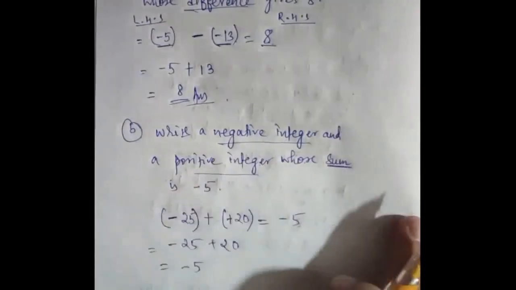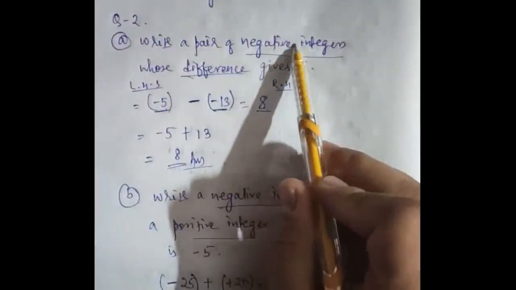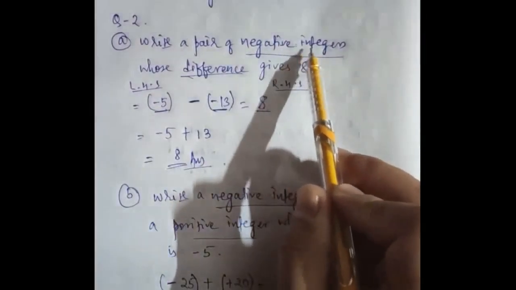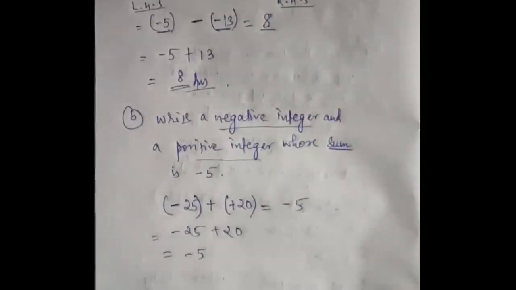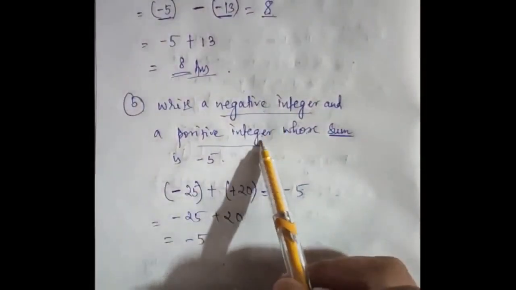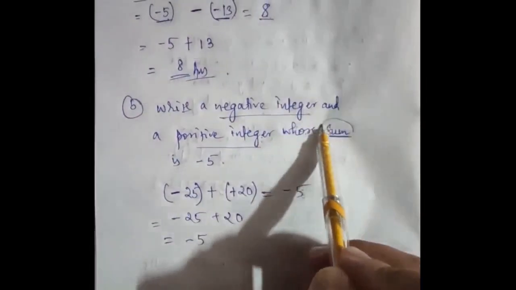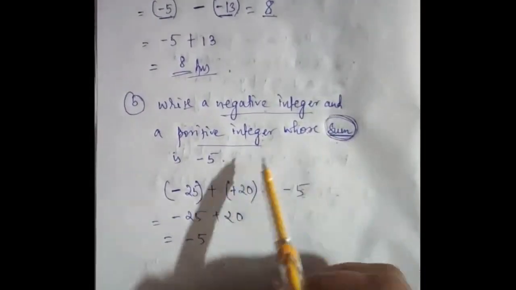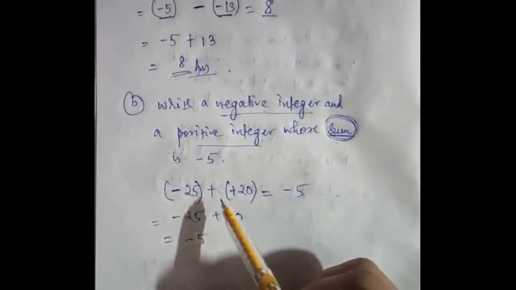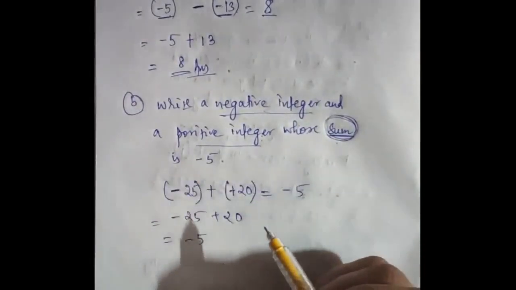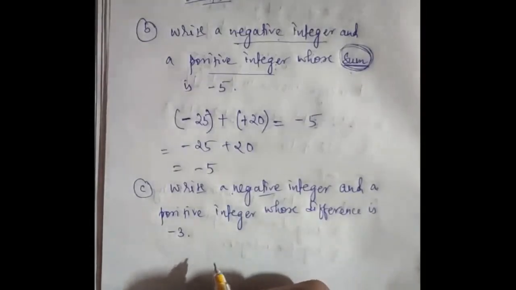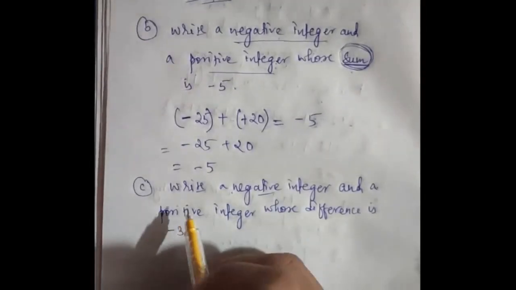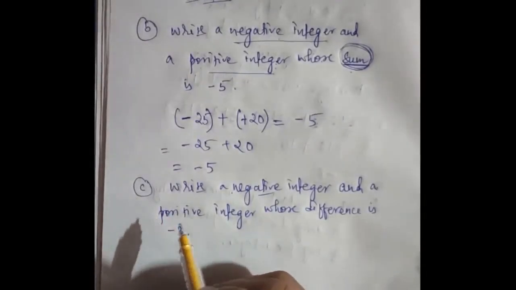Like in the first question, what was the question? Both are negative integers. Remember, right? Next was negative and positive. But the question we have to remember this also: what we have to do, difference or sum? Sum. If difference, put minus here. If multiply, put the multiply. No problem there. We have another question, number C in question number 2 of exercise 1.2.